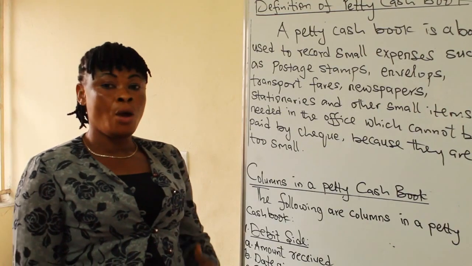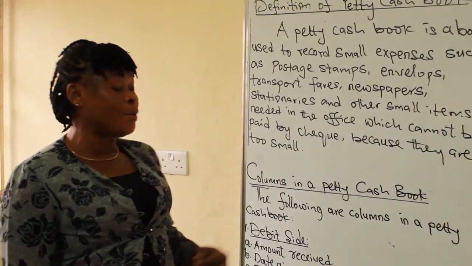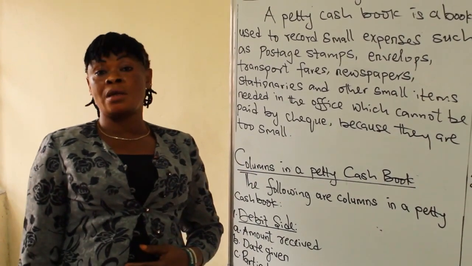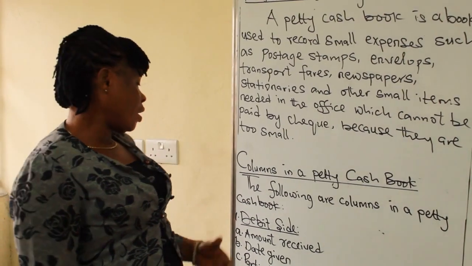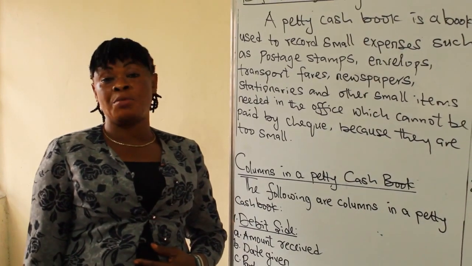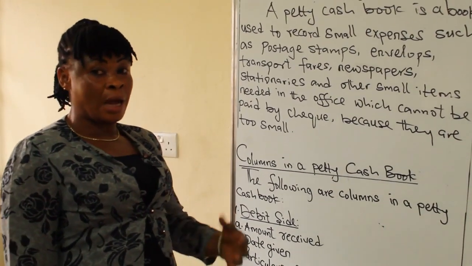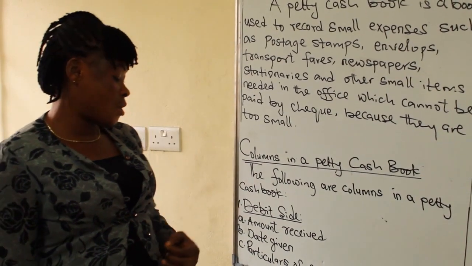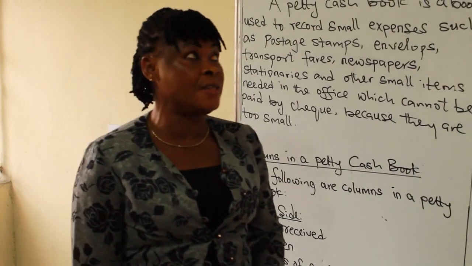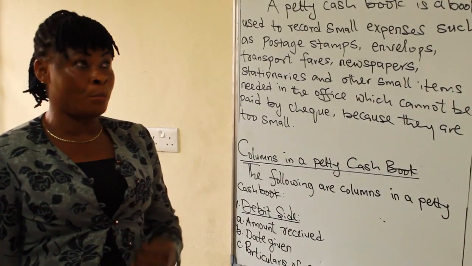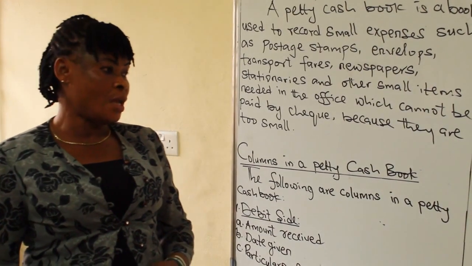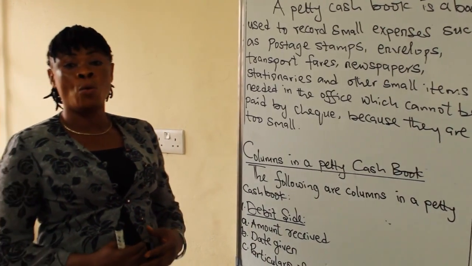Okay, the next subheading is columns in a petty cash book. The following are columns in a petty cash book: the amount received, the date given, the particulars of expenses, voucher number, and the total amount. Now let's take them one after the other.